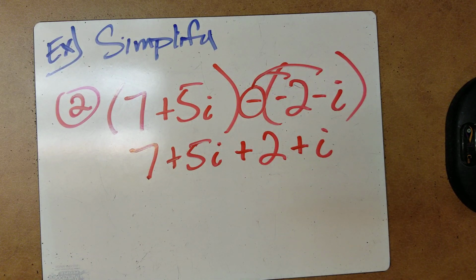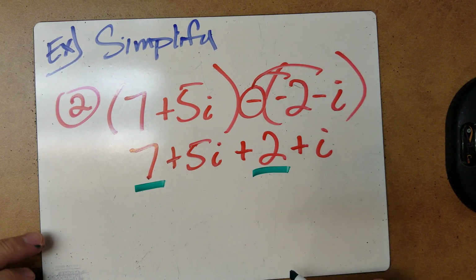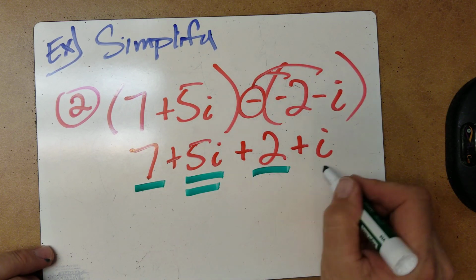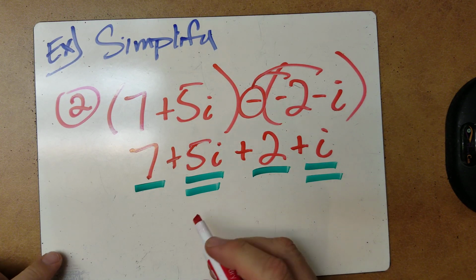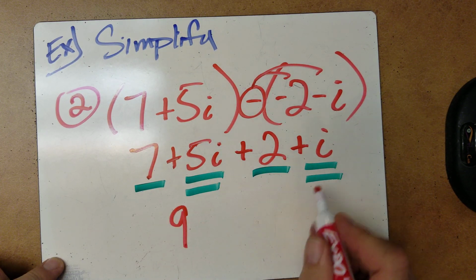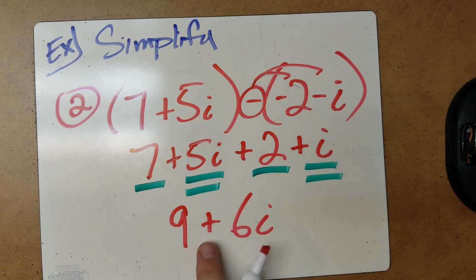And now what kind of like terms do I have? Well, I got the 7 and the 2 right there. I got these right here. Simply combine. Pretty simple. 7 plus 2 is 9. 5i plus 1i is 6i. Notice it is in the form a plus bi. I have the real number first and the imaginary second.